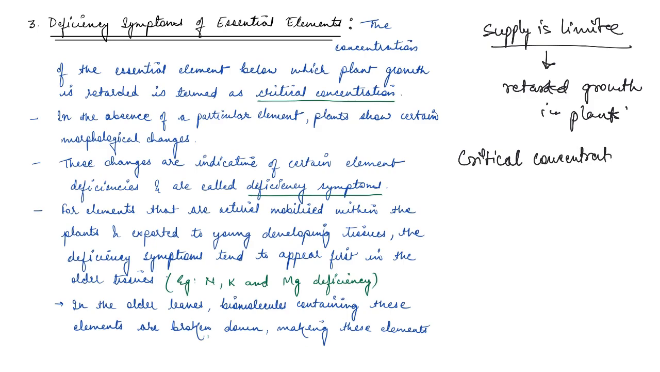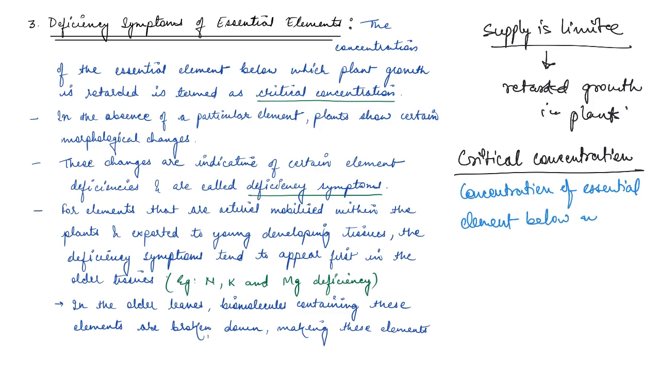Critical concentration is the concentration of essential elements below which plant growth is retarded. Now, an element is said to be deficient when present below this critical concentration, right?